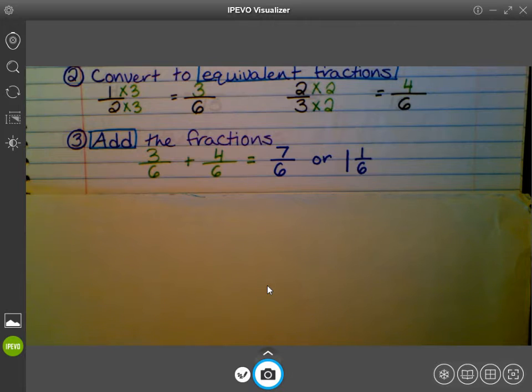Show me, on a scale of 1 through 5, how do you feel about adding fractions? We did the same steps as yesterday, and then we added that third step of actually adding them. Show me, how do you feel? 1 through 5.